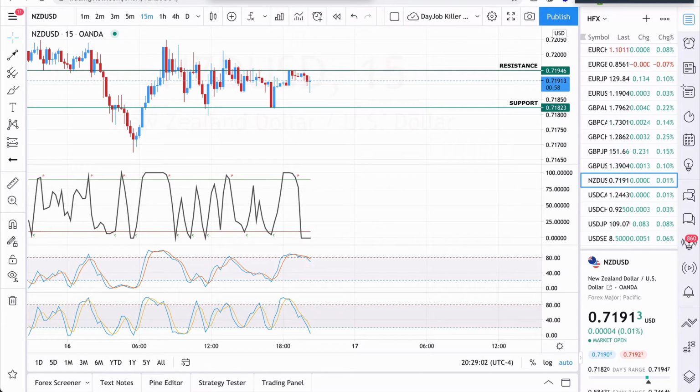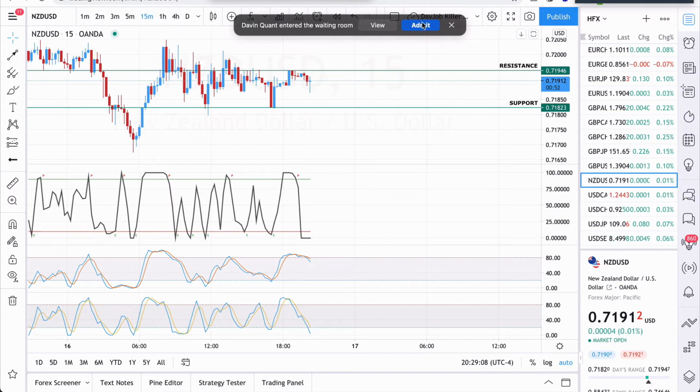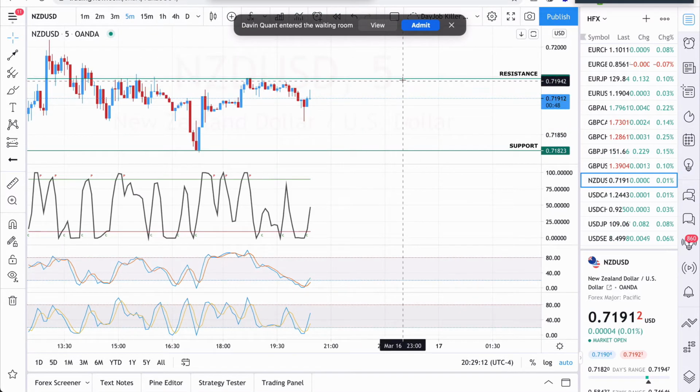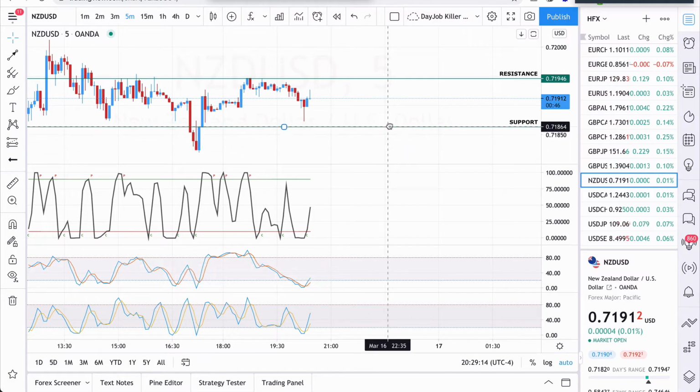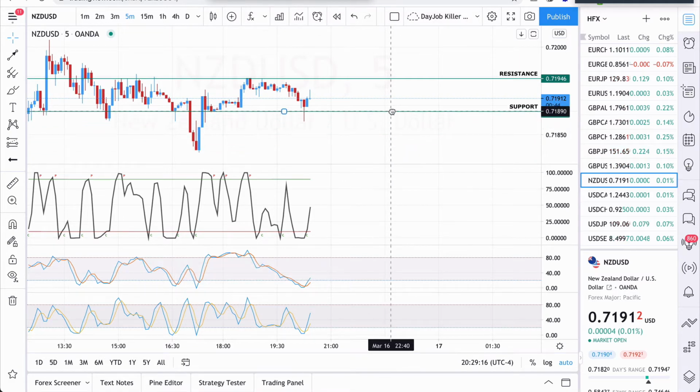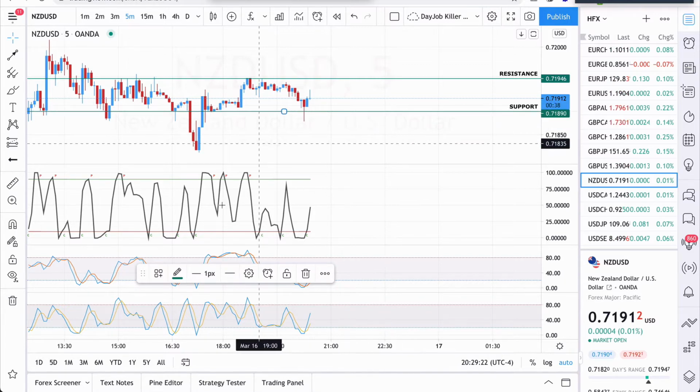Okay, so I mark up support and resistance on the 15, and then I drop down to the 3 and 5. And what I do is adjust my levels of support and resistance. Let me know if this is making sense so far.